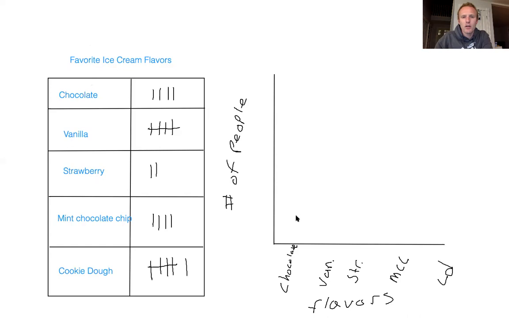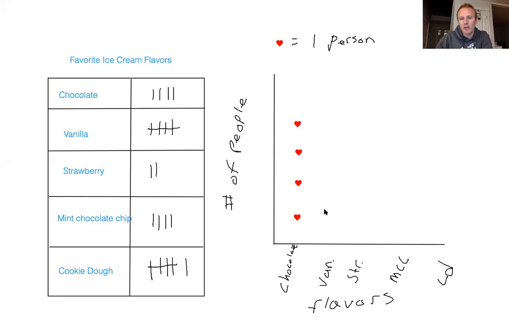So if 1 heart, let's put that up here, equals 1 person, then it's pretty straightforward. If there are 4 people that like chocolate, we have to put 4 hearts. So 1, 2, 3, 4.